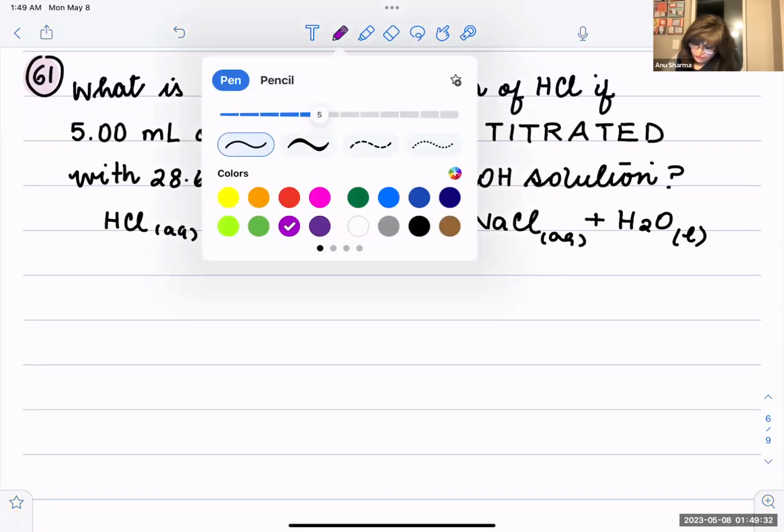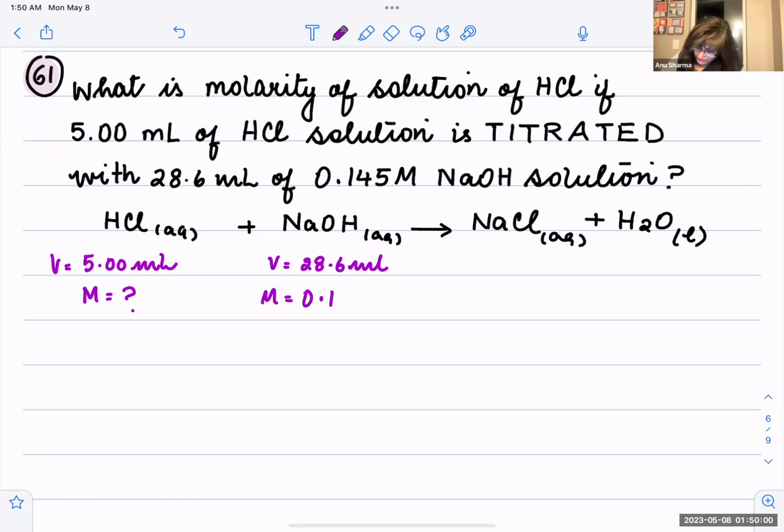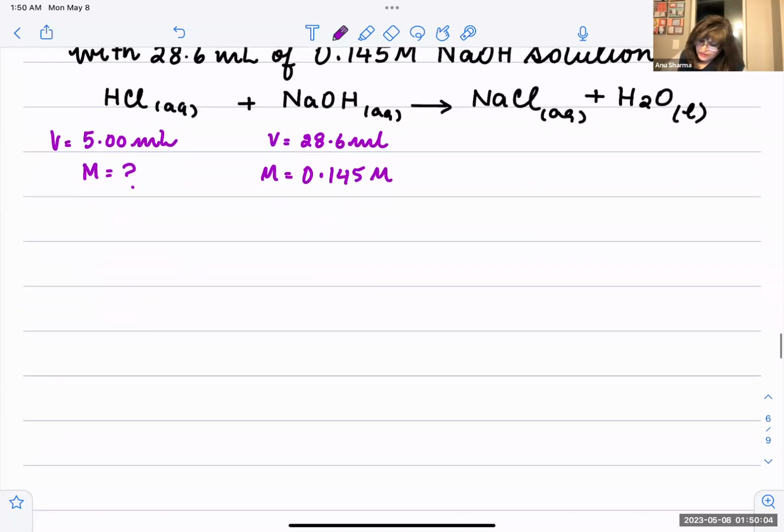So we are given, let's write down here. What is given? HCl, 5.00 milliliters. What is the molarity of the solution of HCl? So we need to find the molarity. Volume given is 5.0. Find the molarity. What about the NaOH? We are given the volume of NaOH is 28.6 milliliters. And then the molarity given is 0.145 M.